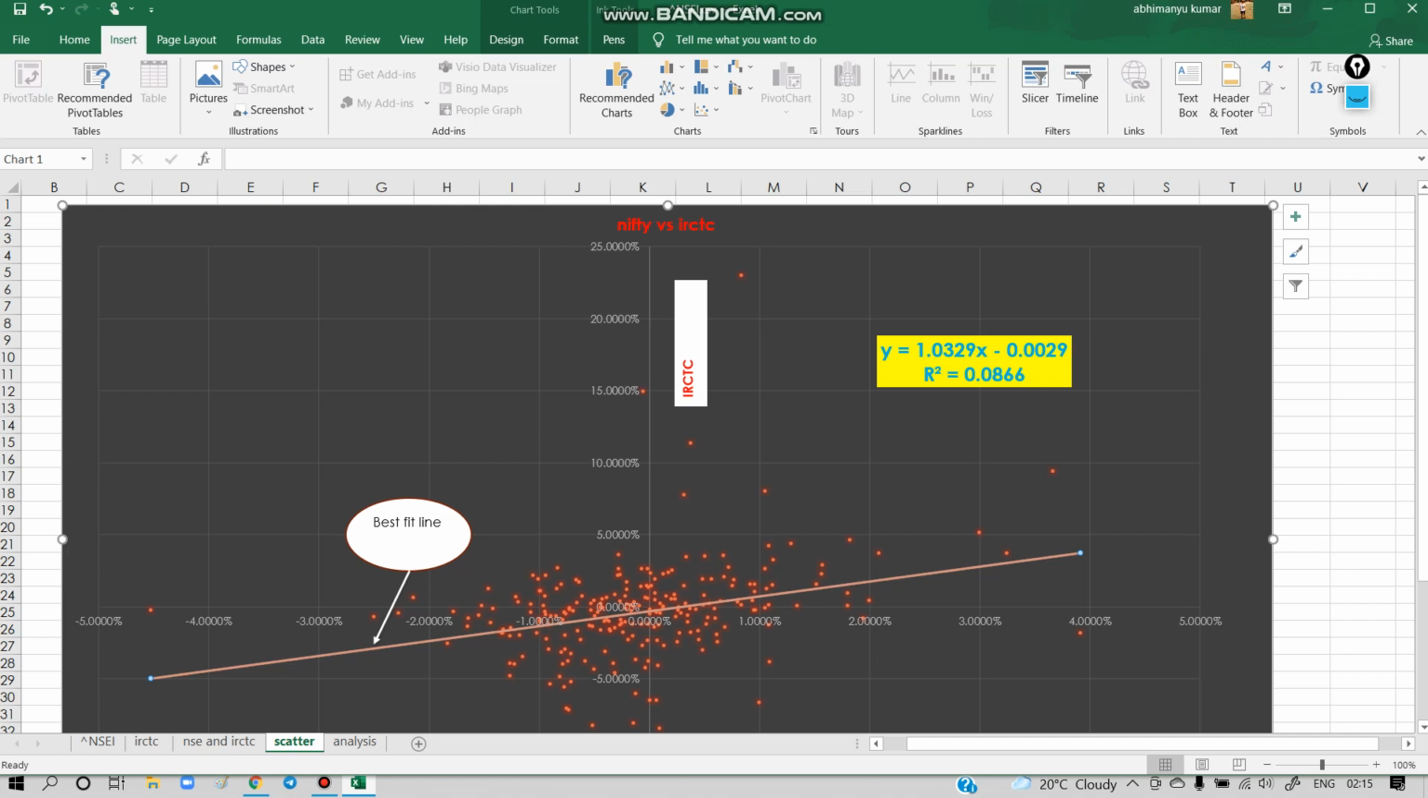So how to get this line? This is known as the best fit line. How to get this? Okay, I'll tell you, and also how to get this equation and R square value.